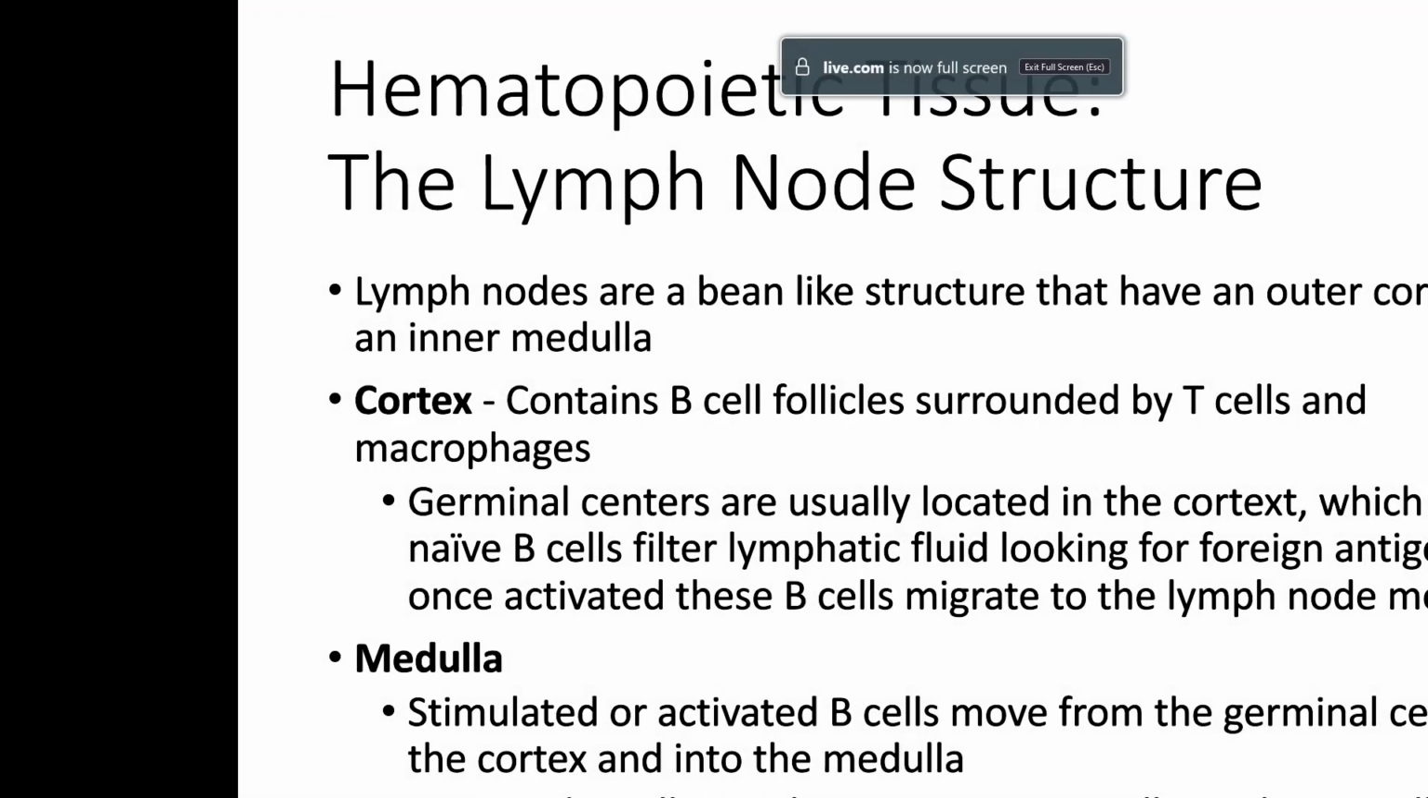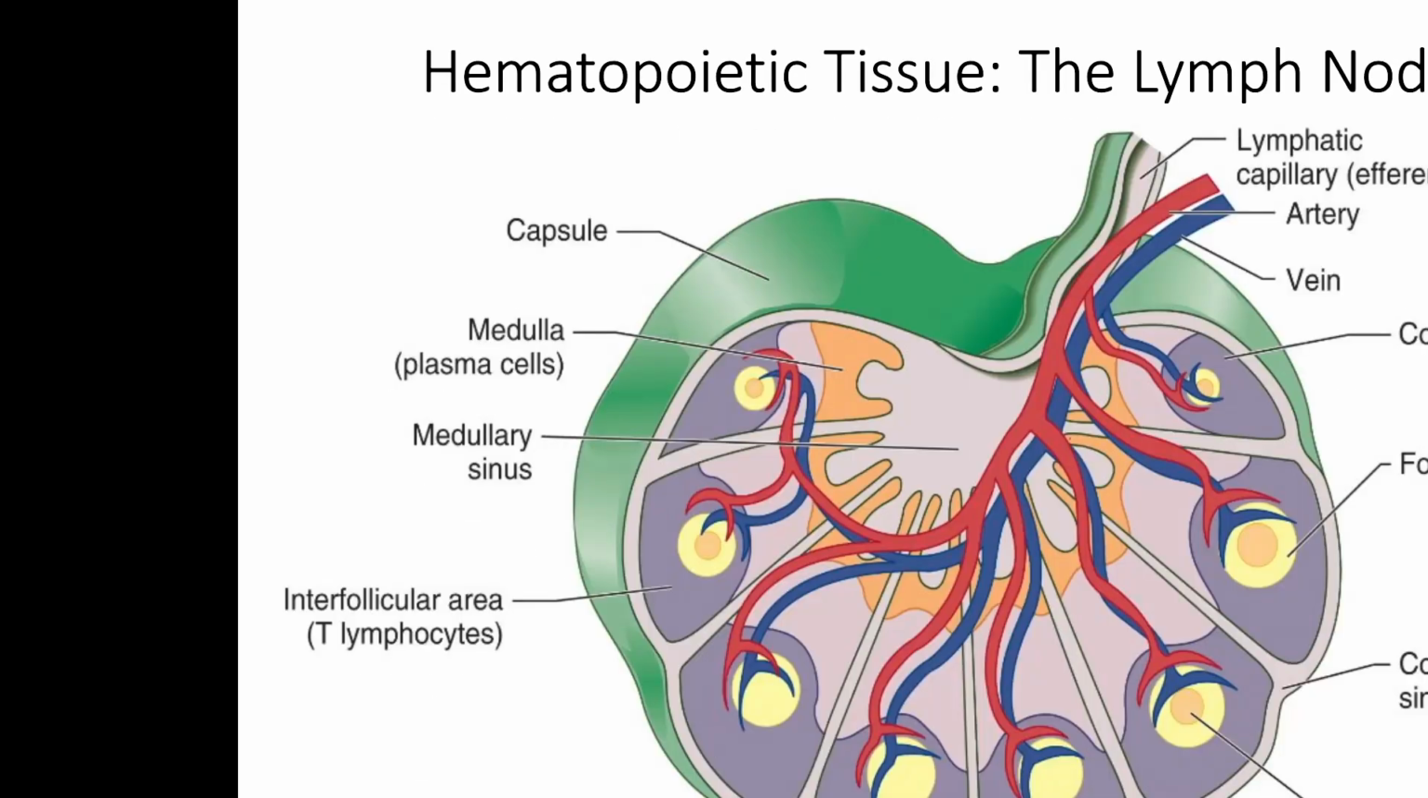Your plasma cells are terminal B lymphocytes that will produce antibody directly in the blood vessels or lymphatic fluid. And this is again what the inside of your lymph node looks like.